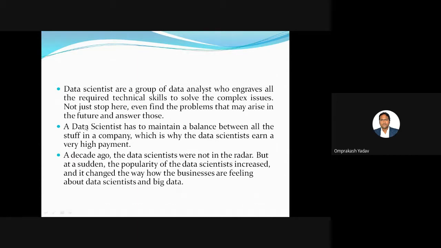A data scientist has to maintain a balance between all the stuff in a company, which is why data scientists earn a very high payment. A decade ago, data scientists were not on the radar, but suddenly the popularity of the data scientist has increased, and it changed the way businesses feel about data scientists and big data.